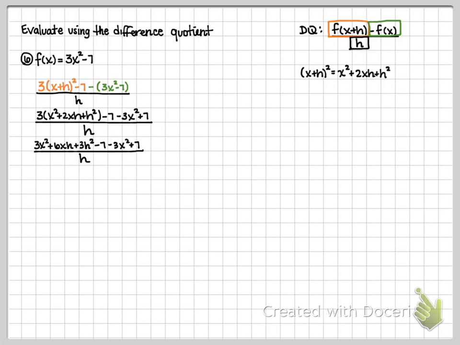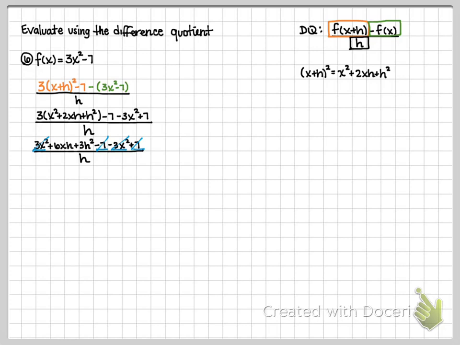Now at this point, once all of the parentheses are gone in the numerator, you should have things that are going to cancel. Everything without an h should cancel. So let's look. So I have a 3x squared here and a negative 3x squared here. Those cancel. I have a negative 7 and a positive 7. Those also cancel.